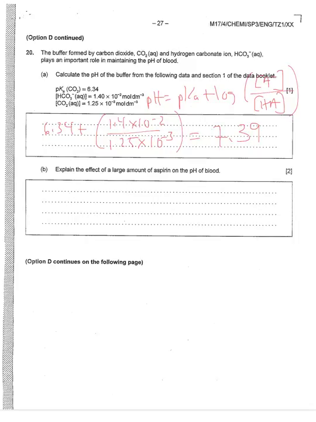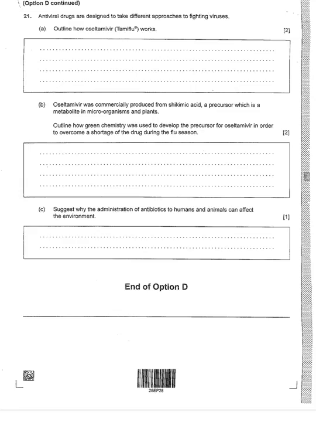Explain the effect of a large amount of aspirin on the pH of blood. It will decrease the pH because aspirin is a weak acid. It contains carboxylic acid, and if you have enough of it, it could certainly decrease your pH.